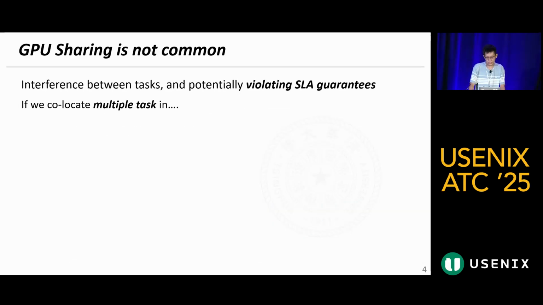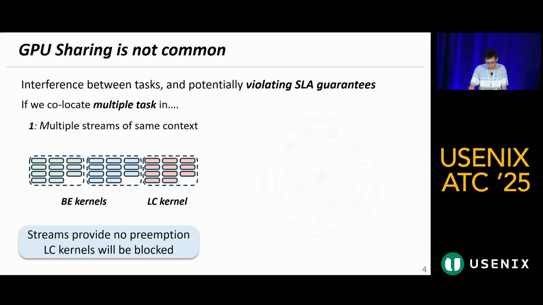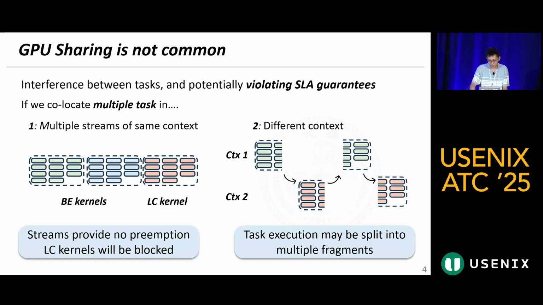However, co-location introduces a critical challenge. BE tasks cannot interfere with LC tasks, potentially violating their SLA guarantees. For example, if we place tasks in different streams within the same context, as the stream provides no preemption guarantee, an LC kernel can get blocked by a long-running BE kernel. Or, if we use different contexts to execute the tasks, the GPU scheduler simply time slices between them. An LC task's execution can be fragmented, delaying its completion.